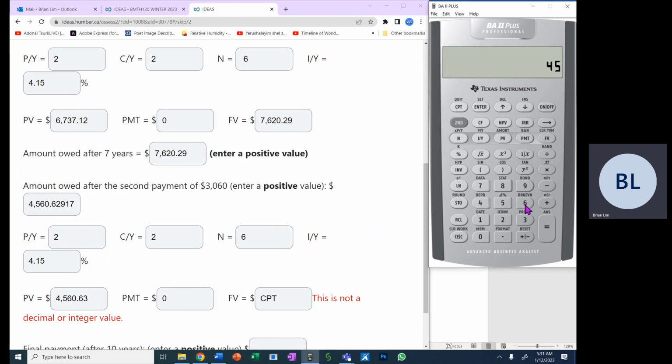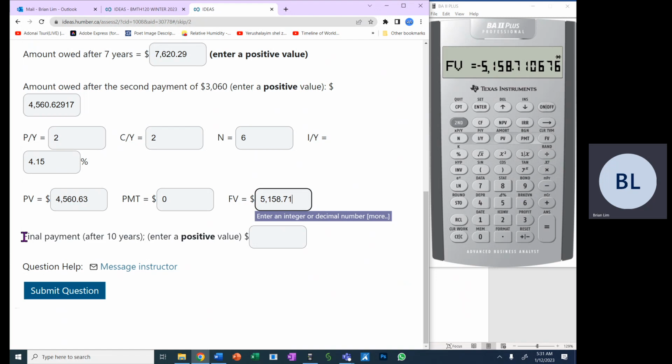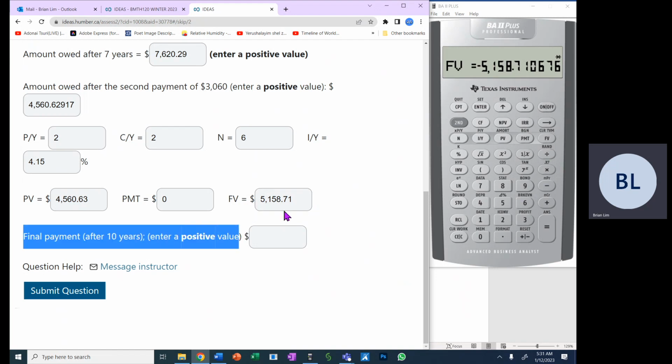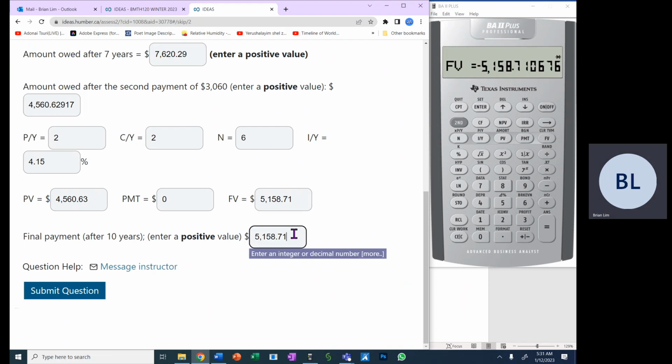So 4560.63. And there we are. That goes in for the present value. Okay, we recall the payment. It is 0, and then we compute the future value, and that turns out to be 5,158.71. Okay, that is the future value. So now the final payment needs to be made would indeed be this number right here. So we can copy and we can paste it in there. And hopefully all my calculations are correct.